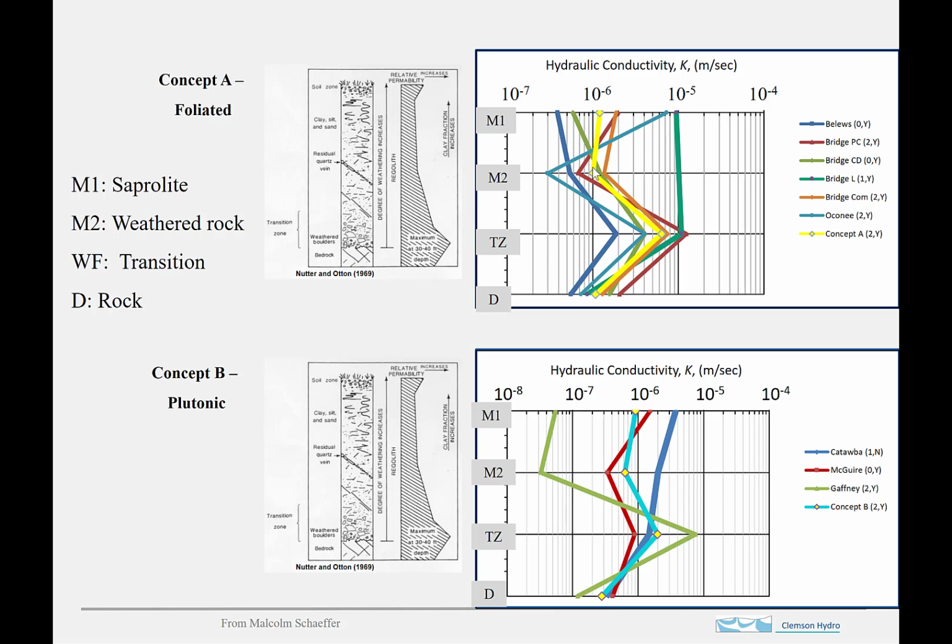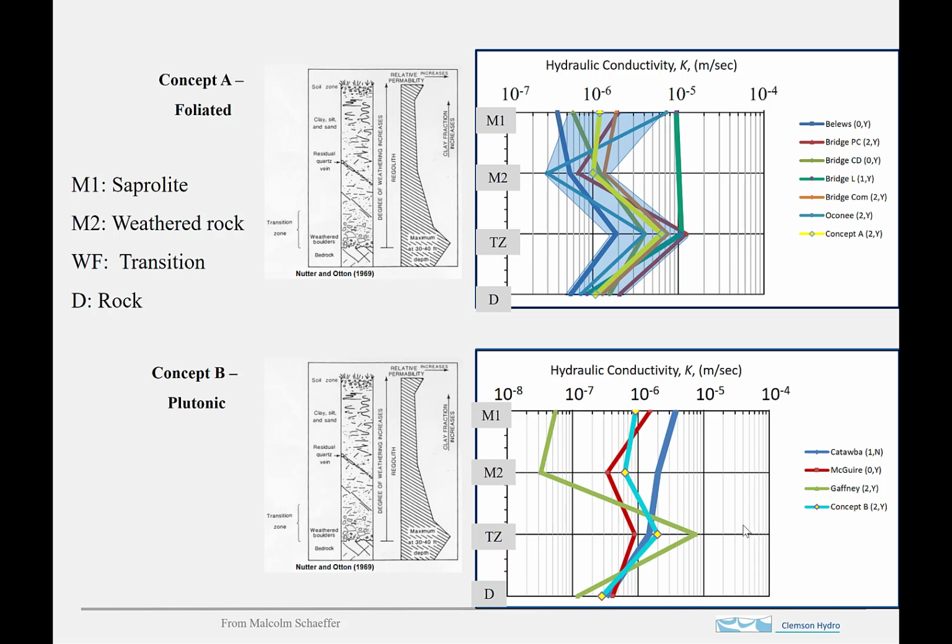And you can see that among these 7 sites in foliated rock, there's a good bit of scatter, but the envelope of hydraulic connectivity looks something like that. So it kind of zigzags, a bit higher in general in the transition zone and a bit higher in this M1 saprolite zone, but a good bit of scatter and a good bit of overlap in the hydraulic connectivity between these different zones.